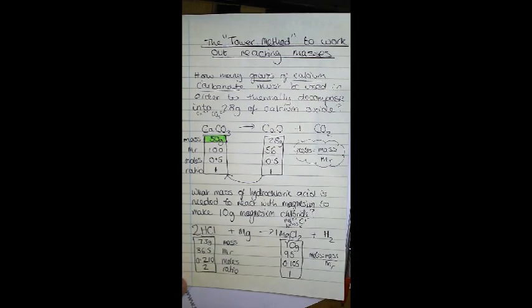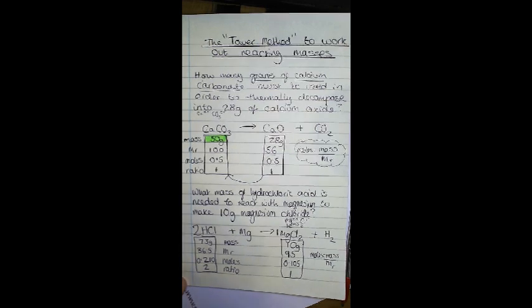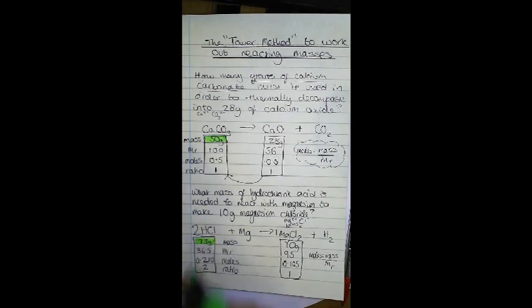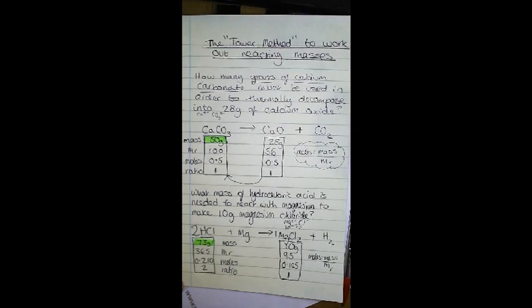Okay, so that, my friends, is how we do the tower method to work out reacting masses. Whichever way you're going, kind of doesn't matter. Even if you get stuck with these, you will always get some credit for working out MRs. All right.